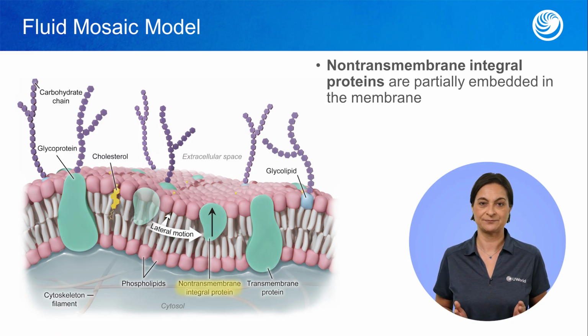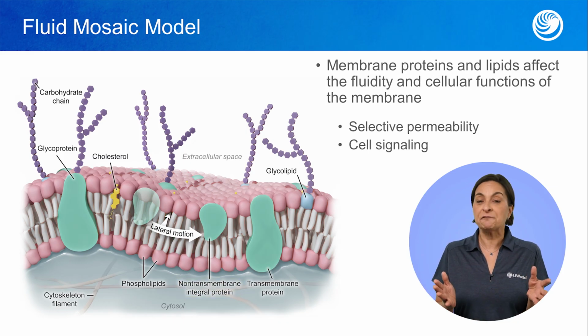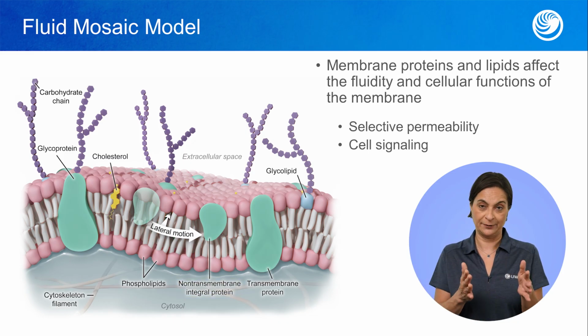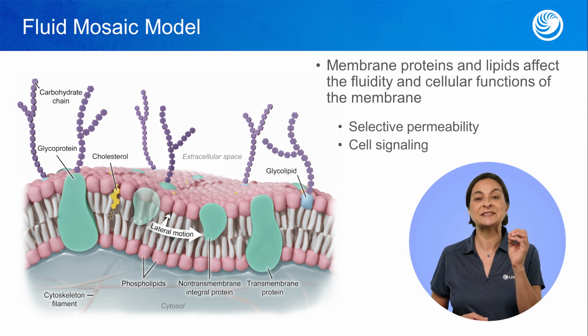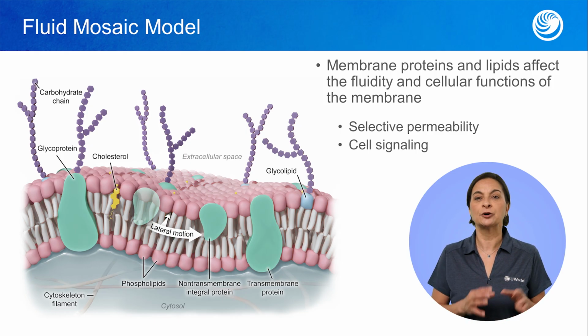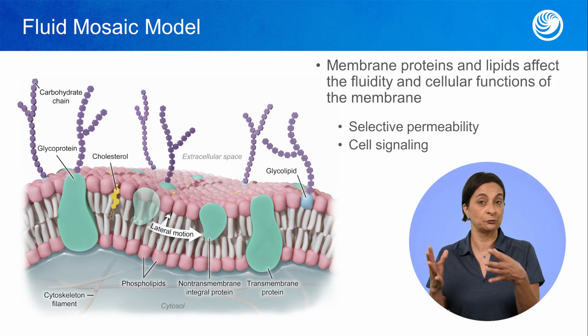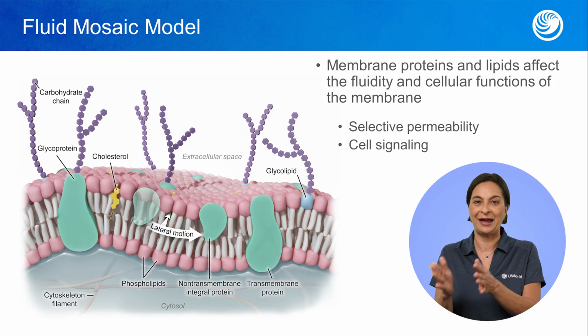integral proteins. The types of lipids and proteins in the membrane can affect the fluidity of the membrane. Membrane proteins and lipids play a crucial role in cell membrane functions, such as selective permeability and cell signaling. For example, channel proteins are transmembrane proteins that can regulate the transport of specific molecules into and out of the cell.